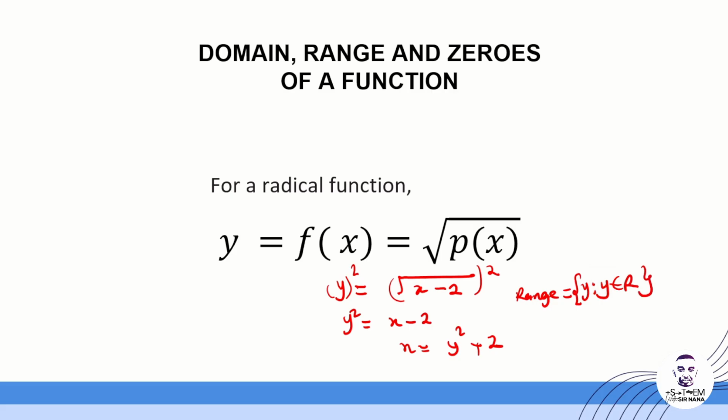So all we need to do is to ensure that we make x the subject in the relation so that we can determine the value of the range. So once we have x to be a linear function or a polynomial function, basically, we know that for a linear or polynomial function, the range is a member of all real numbers.